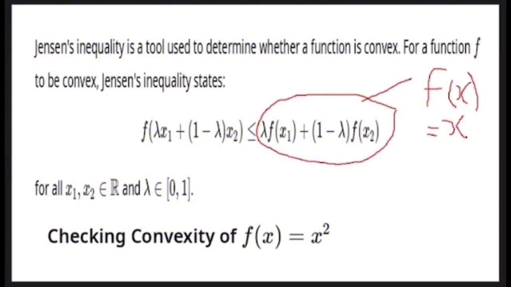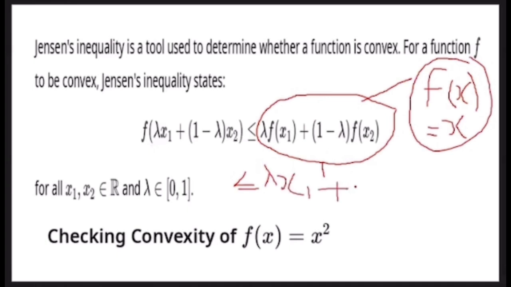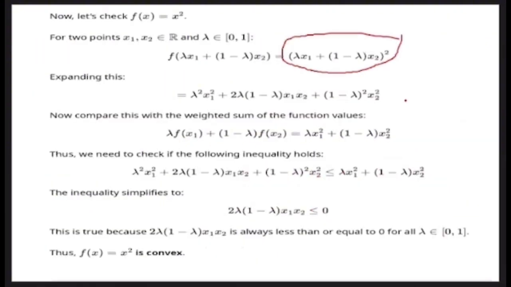So which means wherever I see x1, on the right hand side for f of s equal to x, this should just give me what? Lambda x1, plus 1 minus lambda x2. What have I done? This is for the situation where f of s equal to x. But you know what I'm asking you? F of s equal s squared. Then what are you going to do? That was why you get this.